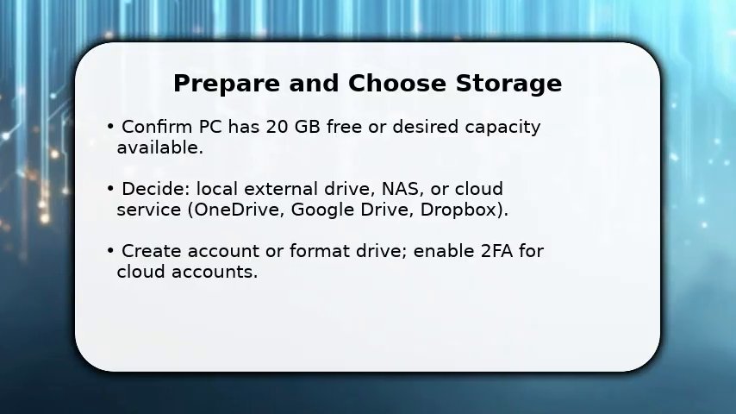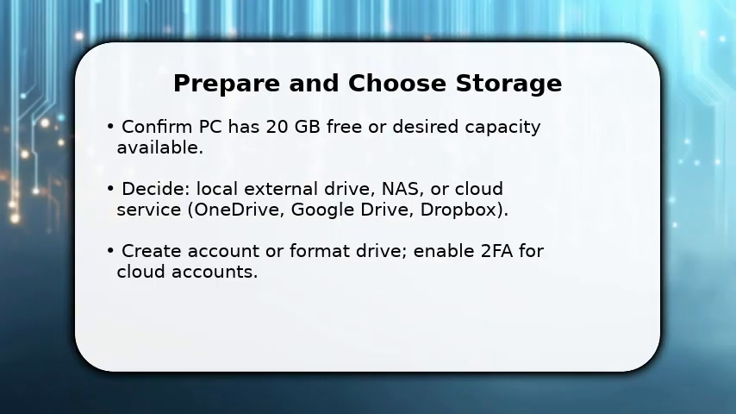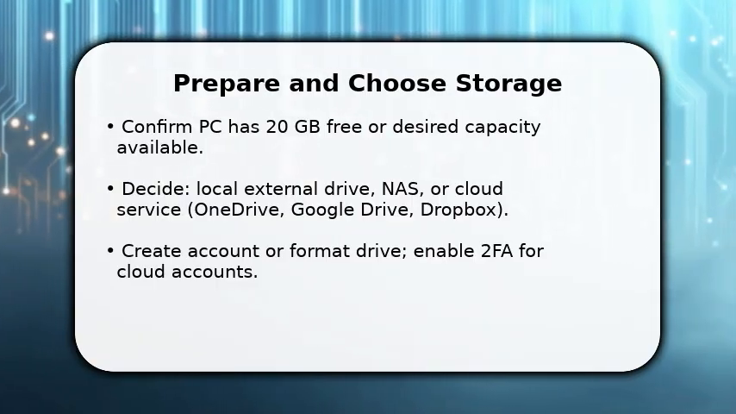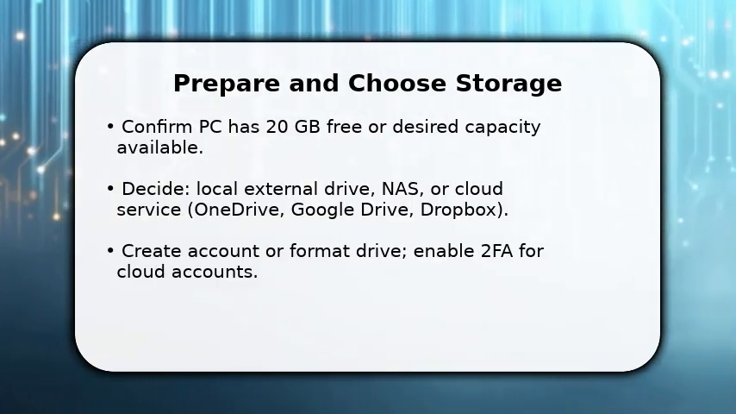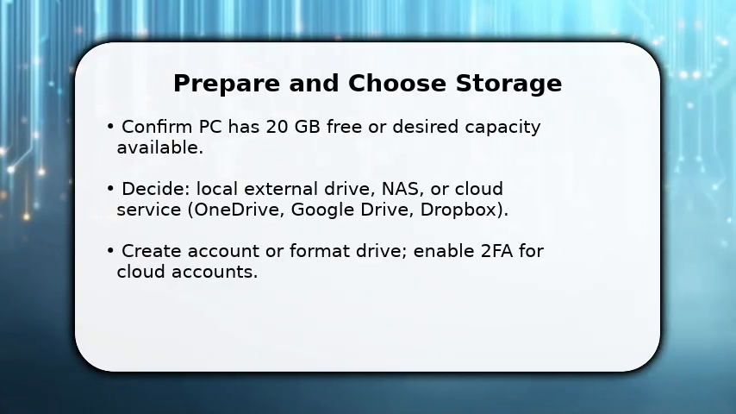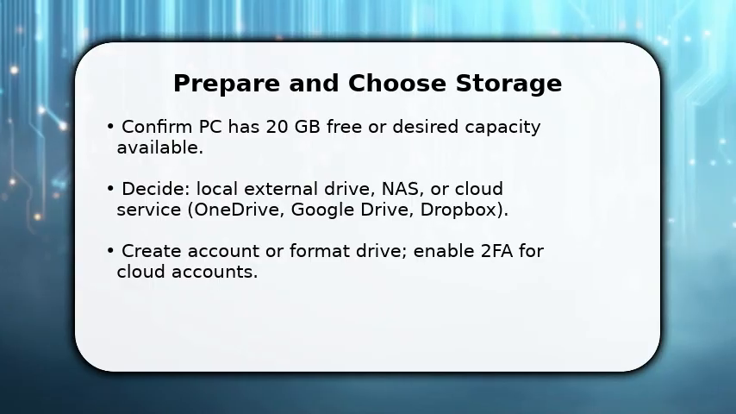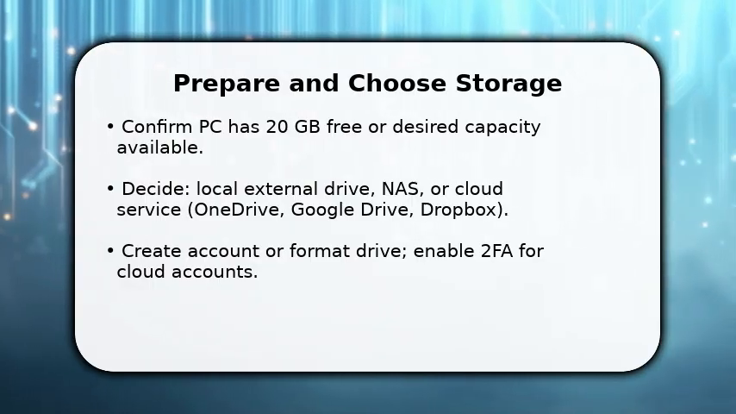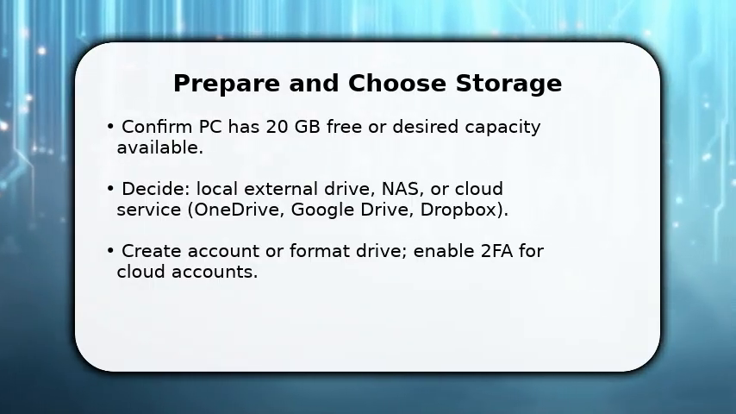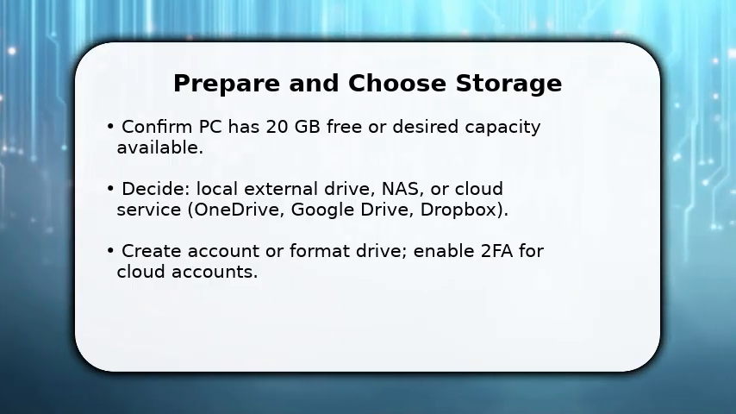You start by preparing your PC and selecting the storage type you need. First, free up or reserve at least 20 GB or the capacity you plan to sync. Next, choose between a local external drive, a NAS on your network, or a cloud provider like OneDrive, Google Drive, or Dropbox. Pick one based on access needs and budget.